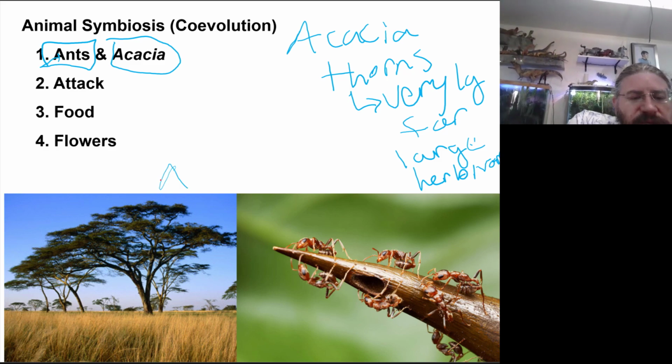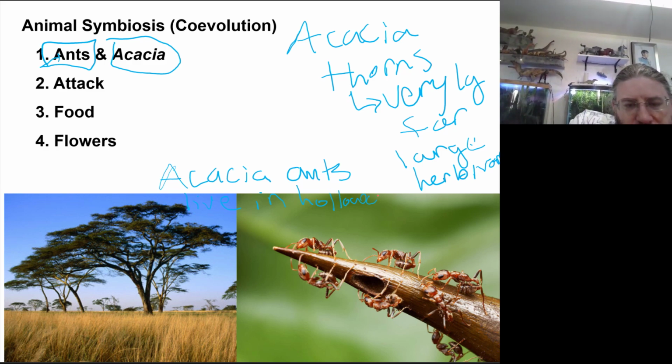So acacia ants live in hollowed thorns. So what do these ants get? These ants get a home, right? It's a pretty spiky, gnarly home, which is pretty cool. Very, very awesome for the ants. Very metal. In addition, they feed on acacia nectar.